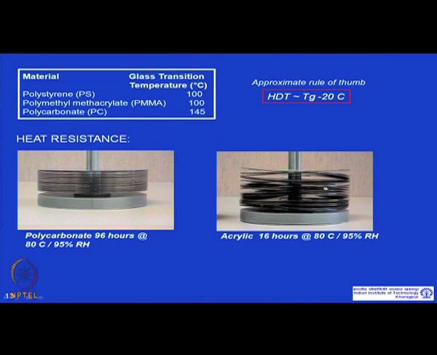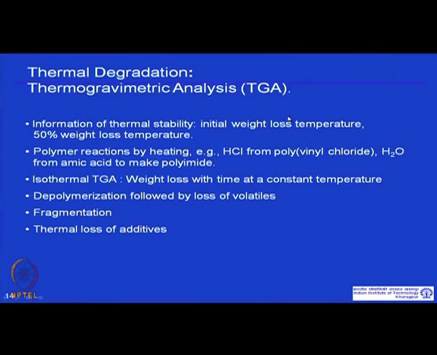So, if you want to make a disc for an application at higher temperature, you must know the HDT of that particular material, and HDT is typically, as a general rule of thumb, about Tg minus 20 degree centigrade. So, Tg is not sufficient from a practical point of view, you must know the softening temperature.